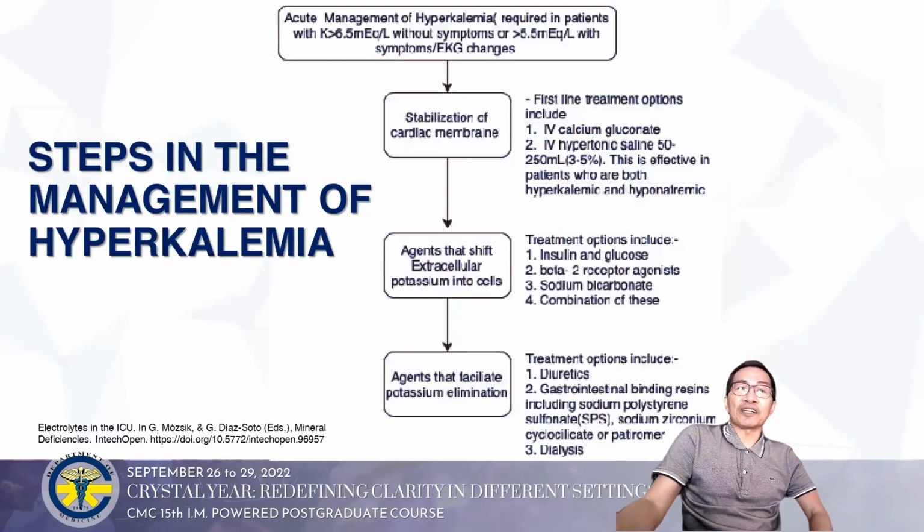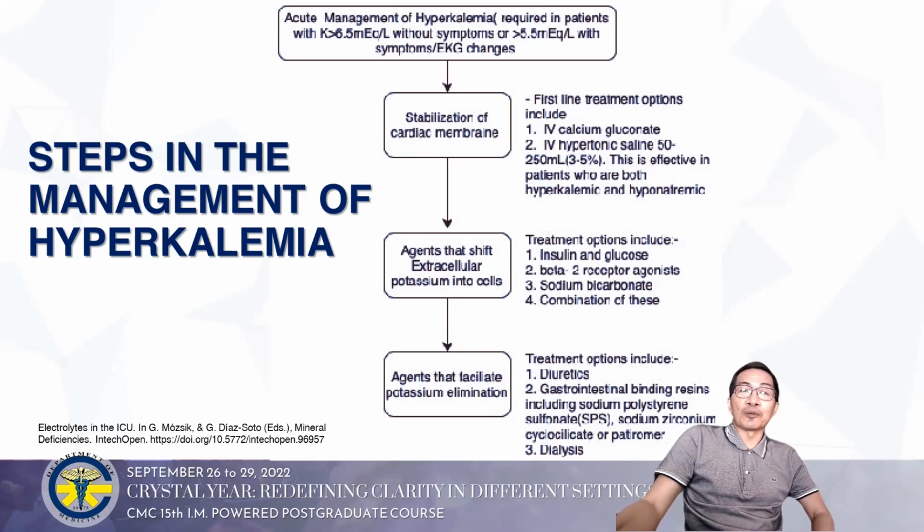So as far as managing hyperkalemia, there are actually three things that you have to consider. These three things are basically what we plan to do. Stabilize the cardiac membrane, shift the potassium back into the cell, and give agents that facilitate the elimination of potassium. As far as stabilizing your cardiac membrane from the effects of hyperkalemia, the first-line treatment options are as follows. Give your calcium gluconate. Then you may give your hypertonic saline, 50 to 250 ml of this, and this is effective in patients who are both hyperkalemic and hyponatremic.